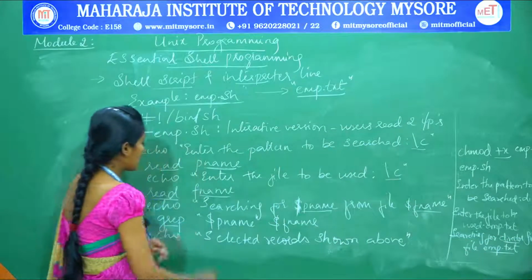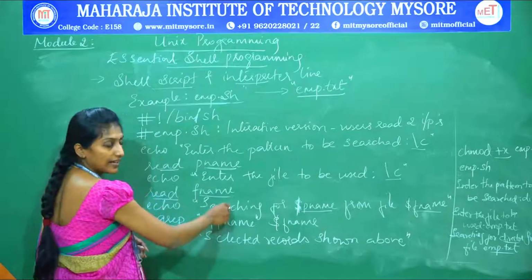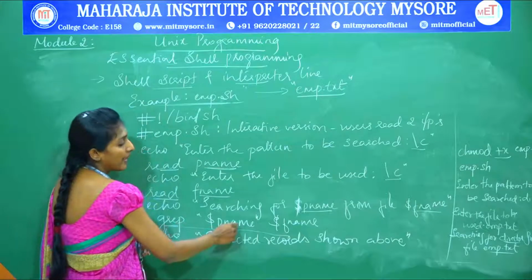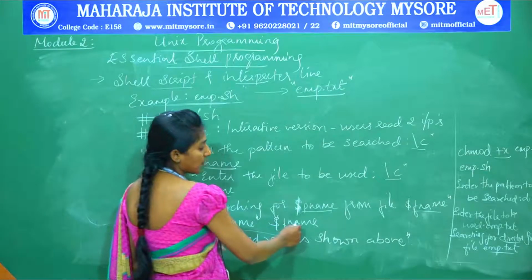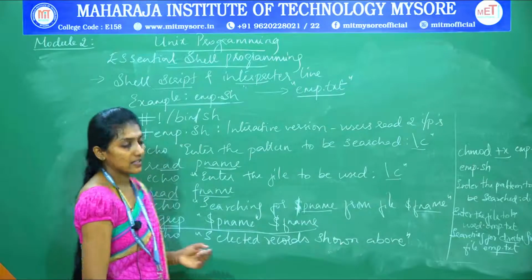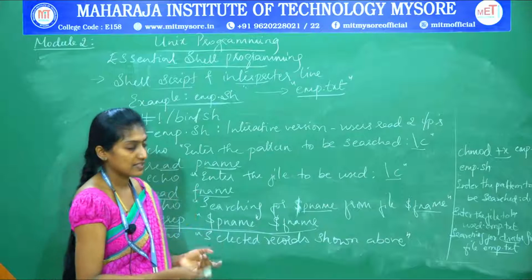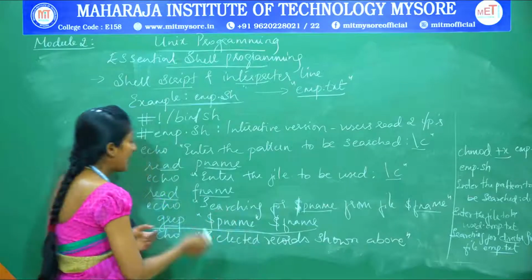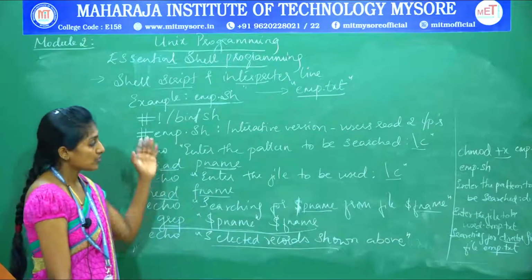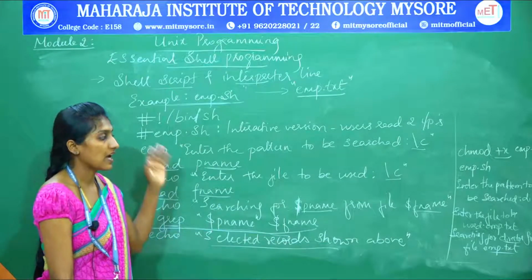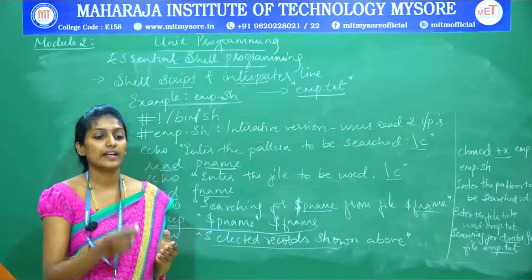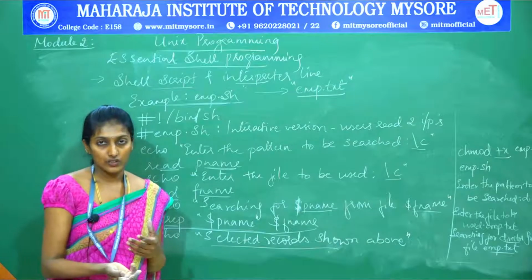So next it will execute the command. Immediately after this line displays, it is going to execute the grep command, with pattern director and file name emp.txt. So wherever the director pattern is there in the emp.txt file, that line will be displayed, and after that this message will be displayed: selected records shown above. So this is how a simple shell script is executed by interacting with the user.